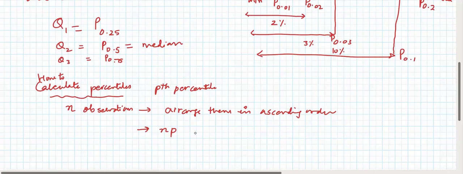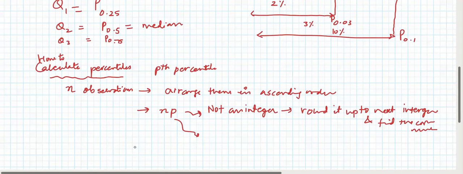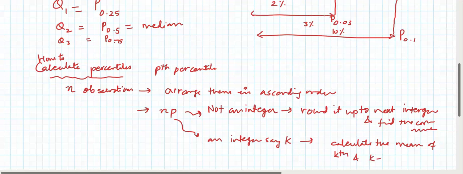If np is not an integer, I will round it up to the next integer and find the corresponding number. I'll do it with an example. And if np is an integer, say k, then calculate the mean of the kth and (k+1)th observation.